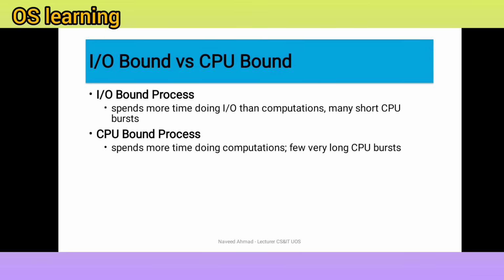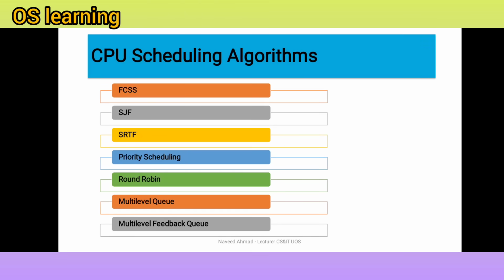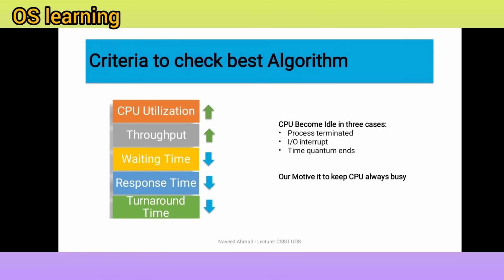As I told you earlier, we are also going to discuss the CPU scheduling algorithms. In these algorithms, first of all we have FCFS, then shortest job first, then SRTF, then priority scheduling, round robin, multilevel queue, and multilevel feedback queue. These are the algorithms used by CPU scheduling.